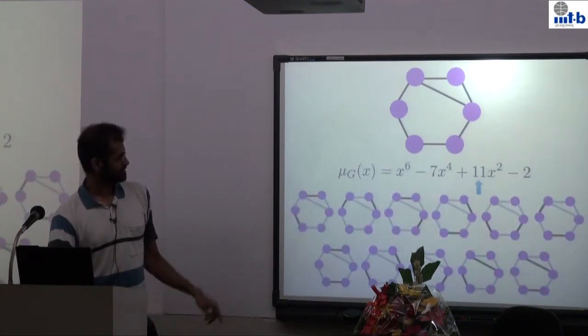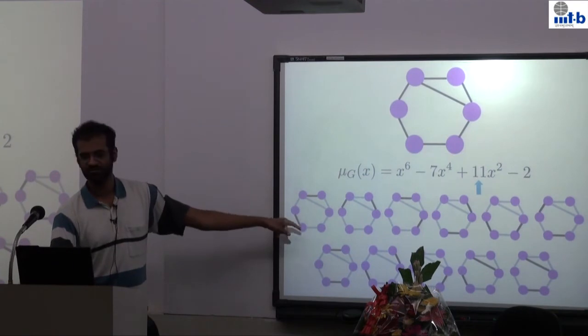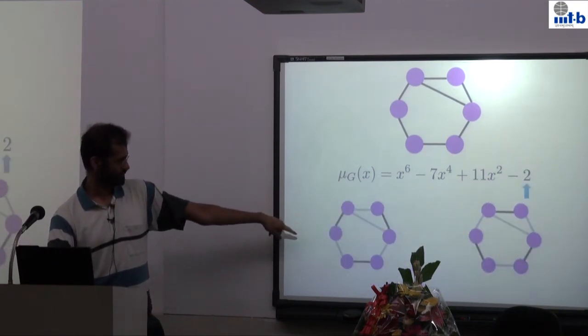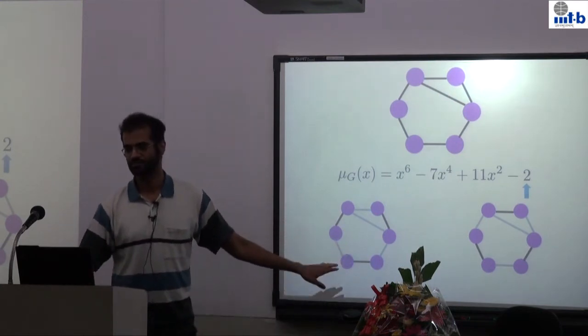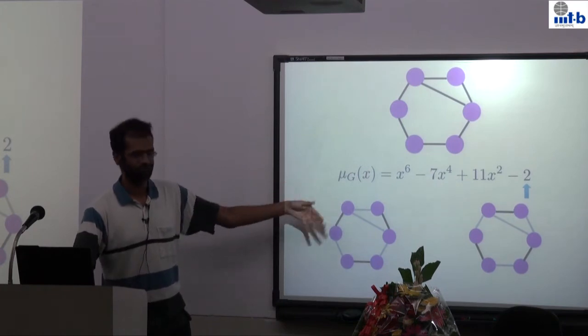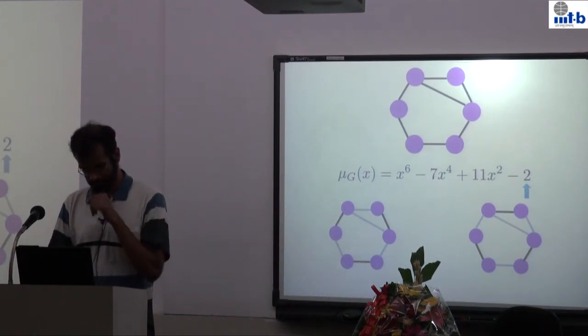And then it turns out there are 11 matchings with 2 edges. This is what they are. And then there are 2 matchings with 3 edges, which are perfect matchings. So this polynomial is a generating function which just counts the numbers of matchings of different sizes.